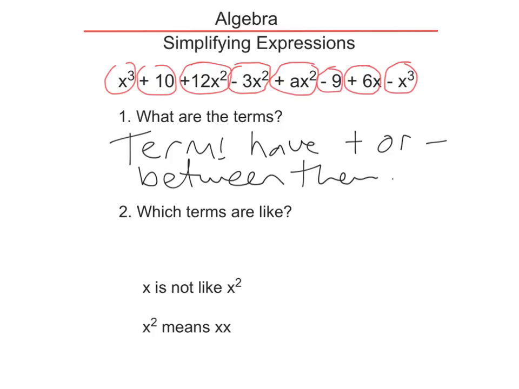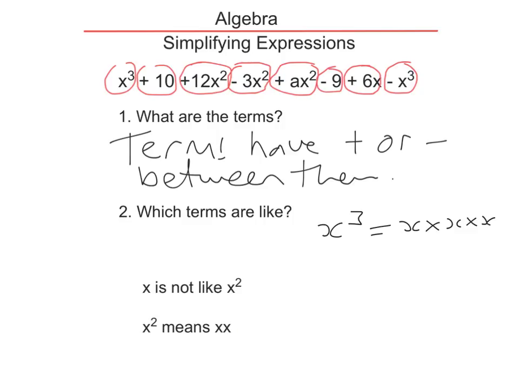Now, some terms are like. This is a very important part of algebra. If a term is like another term, we can add them or subtract them together. To be like, they have to have exactly the same letters. Now let's have a look at this one up at the top here. You will see there's an x cubed. X cubed really means x multiplied by x multiplied by x.